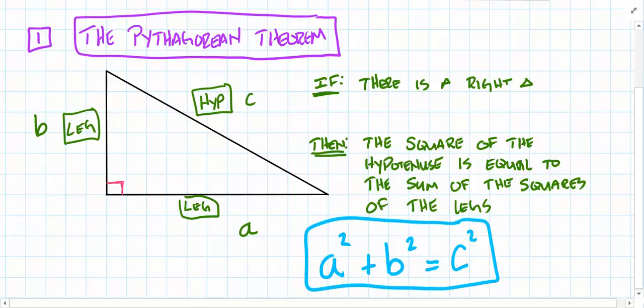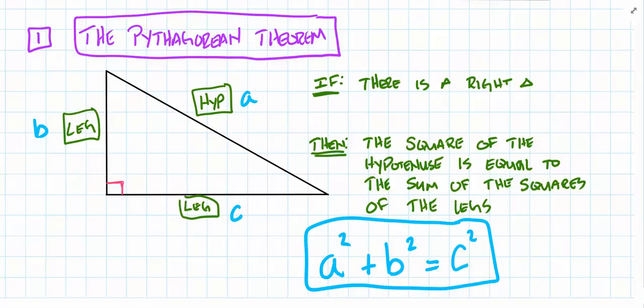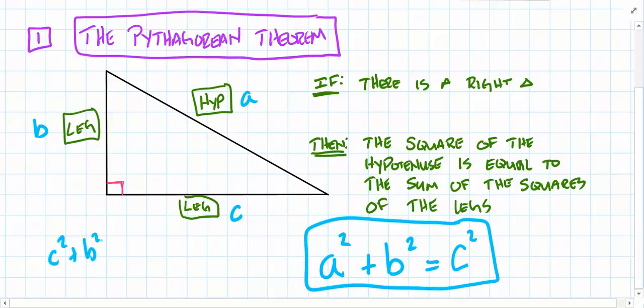Now, the way that students get themselves in trouble is, what if I called this c, this a, and this b? Does the theorem still apply? Of course the theorem still applies. It always applies, but it's labeled differently, right? How would you label this one? c squared plus b squared equals a squared. So it matters which letter is where. It always equals the hypotenuse.